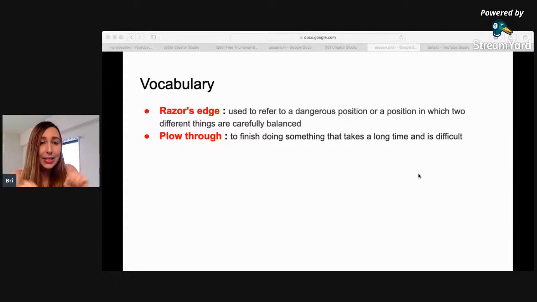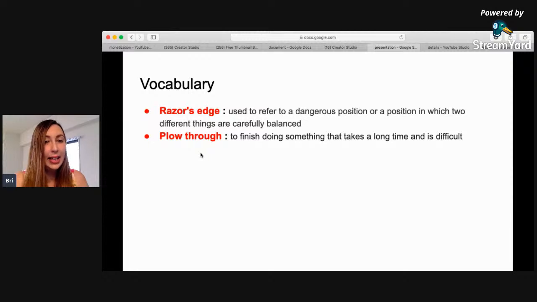Okay, so Ali asked, isn't it plough, P-L-O-U-G-H? So that's a good point. In England and in many other countries, it's going to be P-L-O-U-G-H. But in America, we're going to use P-L-O-W, plow through.